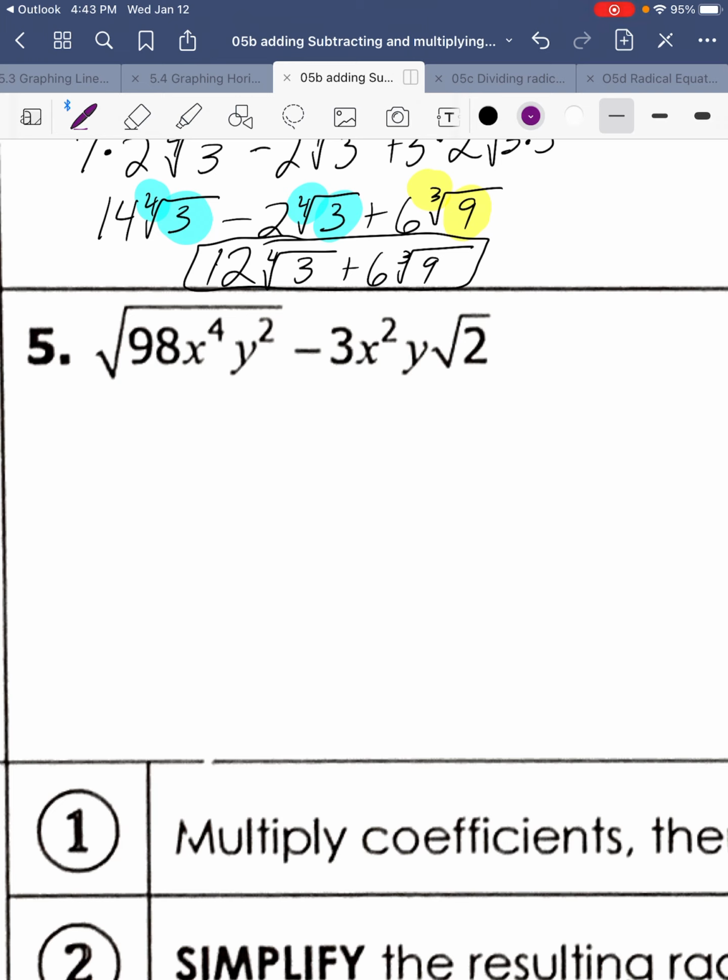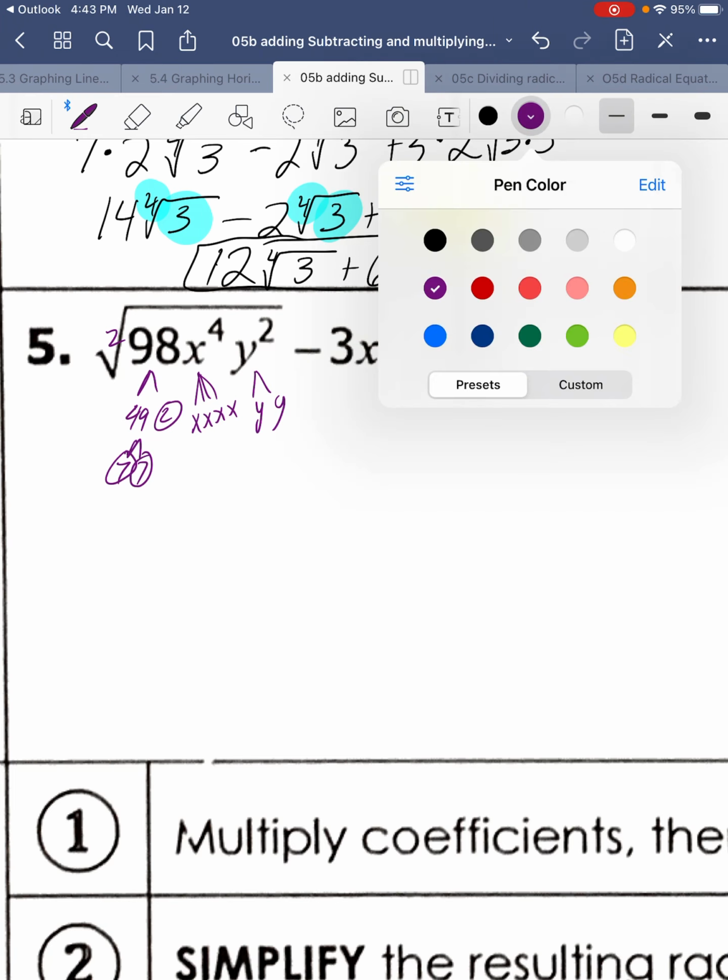All right, now we're going to introduce variables. Oh boy. So 98, that's 49 and 2, 7 and 7. When it comes to variables, x to the fourth just means 4 x's multiplied together. Y squared is y times y. It is a square root, so we're looking for pairs. Well, turns out we have some.